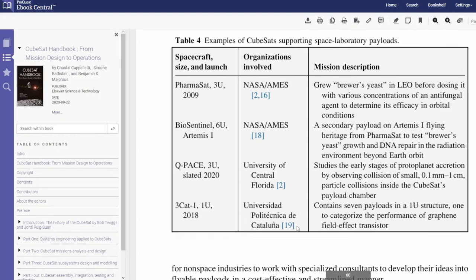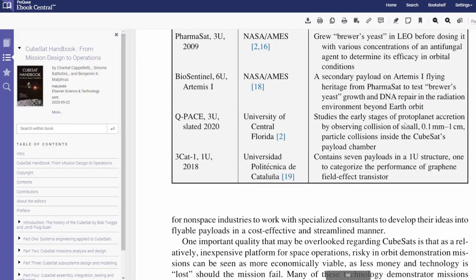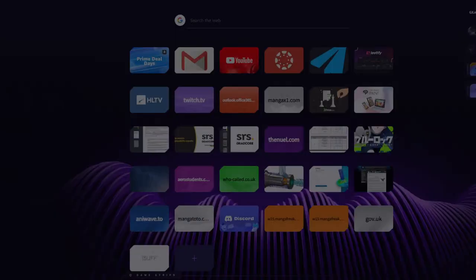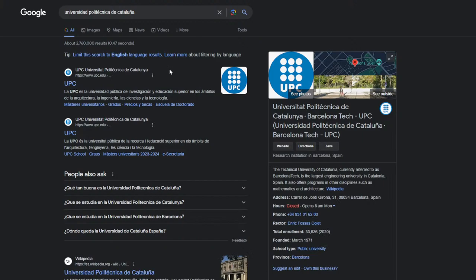Someone in Space Lab. Space Labs are so cool, I'm not gonna lie. Oh, it's a 1U satellite, 3CAT-1, 1U, 2018, contains 7 payloads in a 1U structure, 1-7! Sheesh. Categorize the performance of graphene field effect transistor. Eh, not really something. Is this Portuguese? Universidad Politécnica de Catalunya. Sounds very Portuguese. What is it? Cataluna, there it is. It's Spanish.